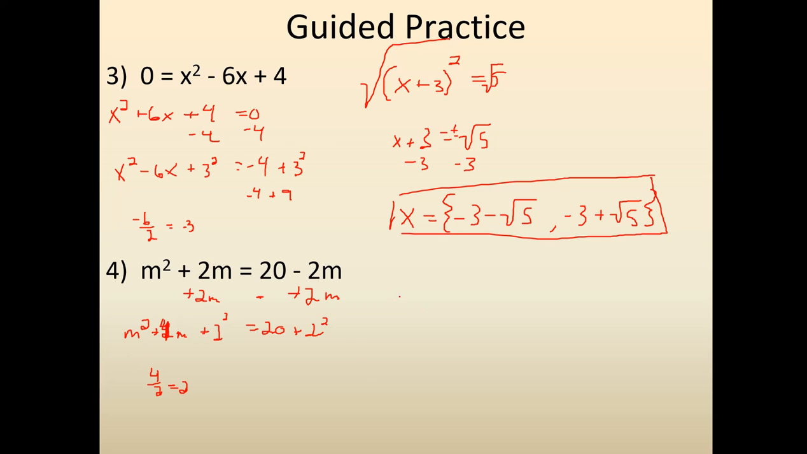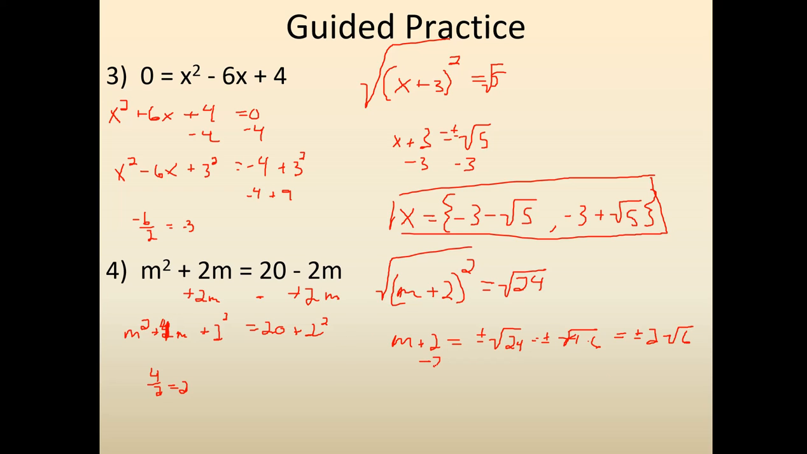So this just becomes m plus 2 squared. 20 plus 2 squared, that's 4, so this is going to be 24. Take the square root of both sides, and you end up getting m plus 2 equals plus or minus radical 24. Radical 24 can be rewritten as radical 4 times 6, which will then be rewritten as 2 rad 6.